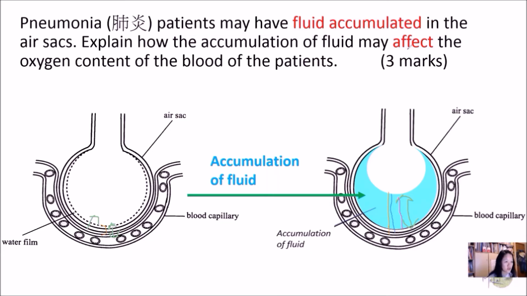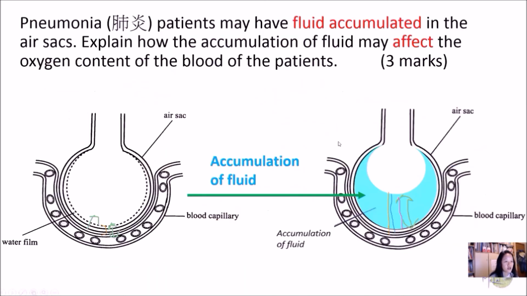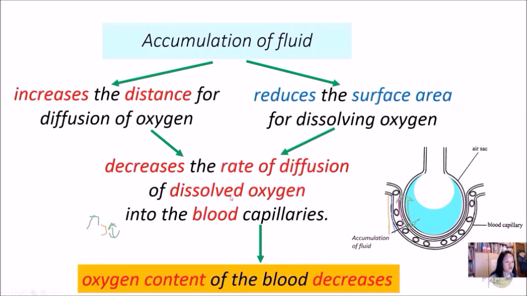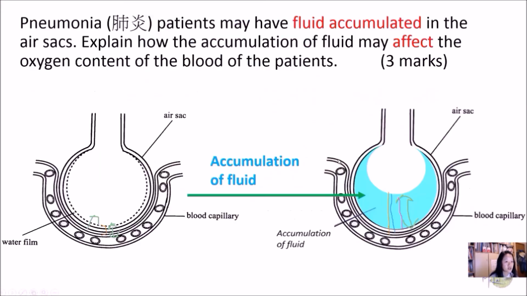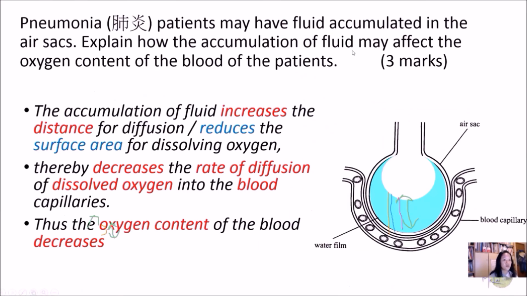Don't just copy this. When we have accumulation of the fluid, we will increase the distance for diffusion, and also reduce the surface area for dissolving oxygen. Therefore, it will decrease the rate of diffusion of dissolved oxygen. This time we don't mention carbon dioxide because you are only asked to talk about oxygen. So the rate of diffusion of oxygen decreases. And lastly, the oxygen content decreases.